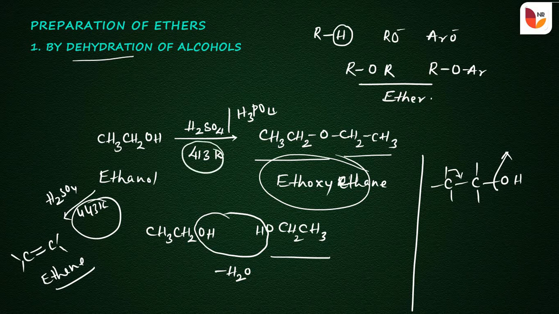Very, very important reaction. They may ask any one reaction by mentioning the temperature, that is how ethanol undergoes dehydration at 413 Kelvin or at 443 Kelvin. At 443 Kelvin, ethanol is converted into ethene. At 413 Kelvin, ethanol is converted into ethoxyethane. This is an example of the dehydration reaction of alcohol.